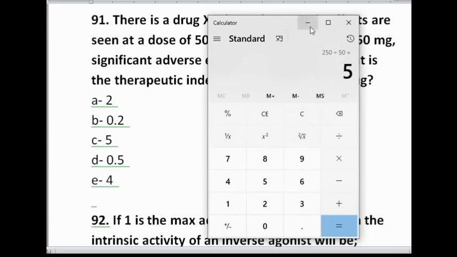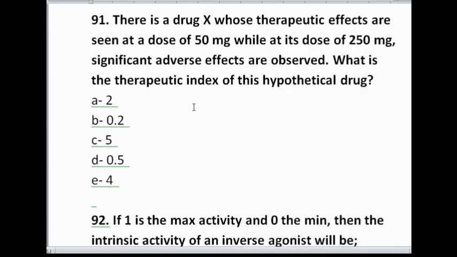So the answer comes as 5. So the therapeutic index of this hypothetical drug is 5. C is the correct option here.